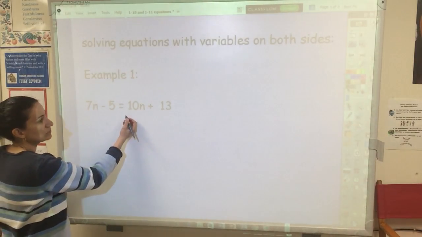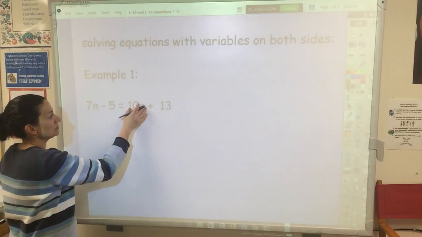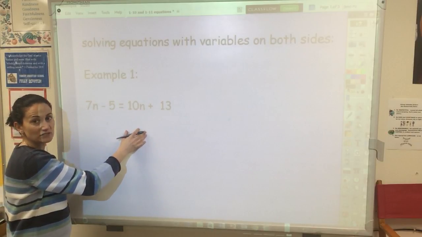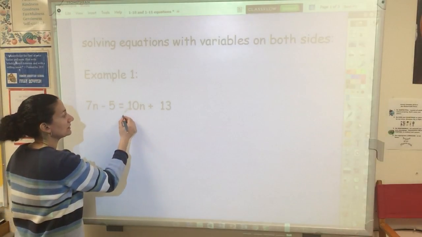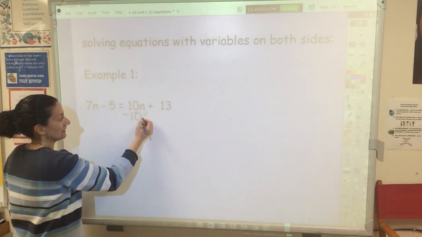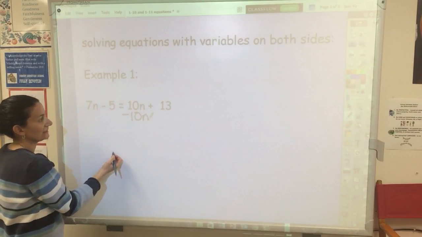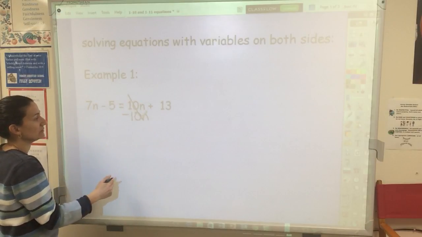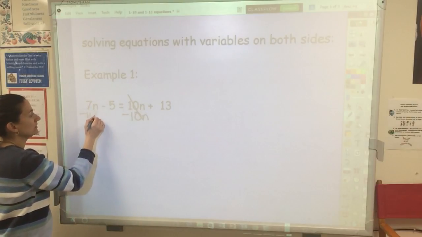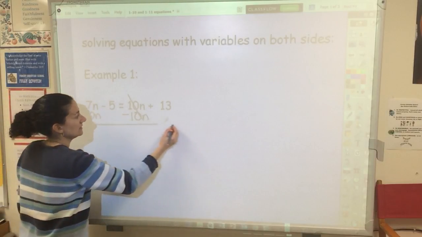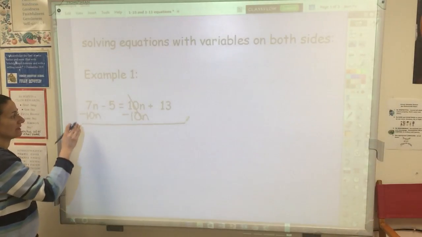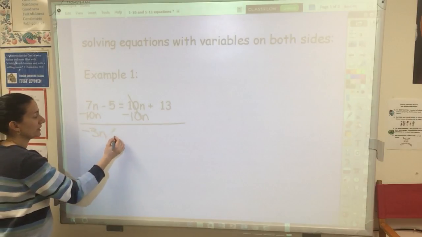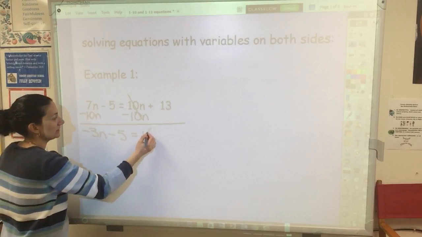I'll have the variable on the left, being able to read it from left to right. So I'm going to go ahead and move the 10n. Now it's not okay to just simply pick it up and add it over here. I have to make sure I'm following the steps to solving equations. So I'm going to undo it. I'm going to do the opposite. I'm going to subtract 10n from this side. That will effectively remove it. 10n minus 10n gives me 0. And then do the same thing over here. Subtract 10n. Simplify my equation. I now have 7n minus 10n, which is negative 3n minus 5 equals 13.